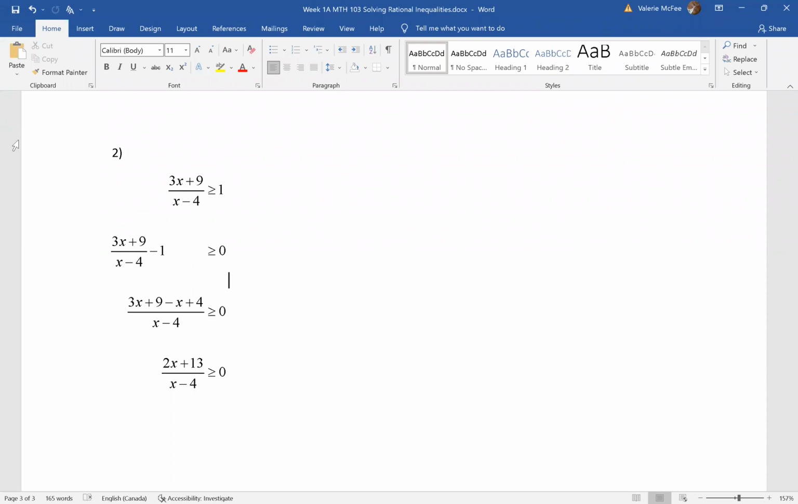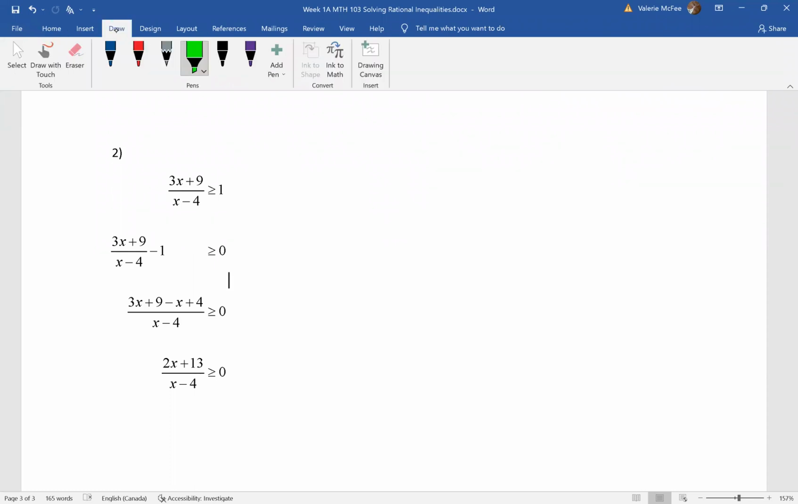So you see I've done the work here. We've subtracted 1 from both sides. I had to multiply the numerator and the denominator by that missing factor of x minus 4, and then I simplified the numerator. There's no factoring that needs to be done here, but the next step was to find the zeros of the numerator.